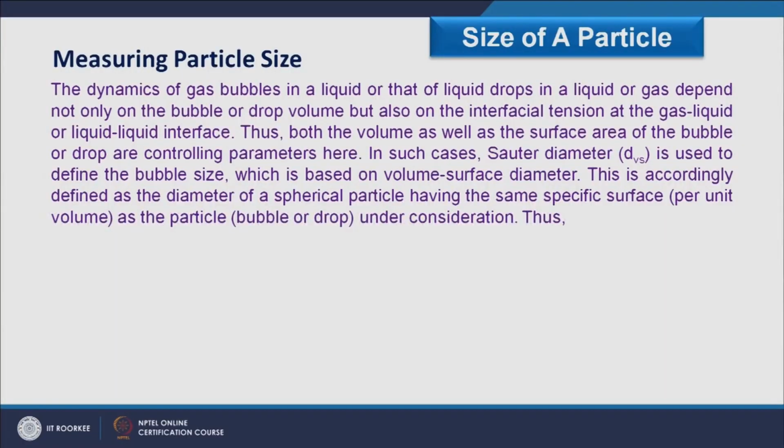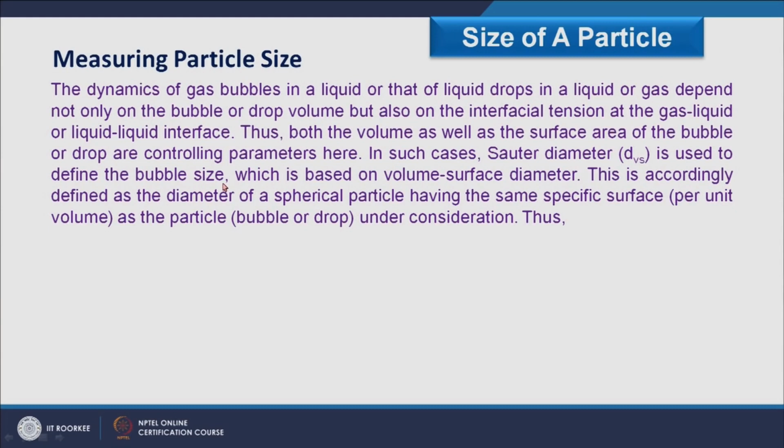Another condition I am having is the dynamics of gas bubbles in a liquid or that of liquid drops in a liquid or gas, dependent not only on the bubble or drop volume but also on the interfacial tension at the gas liquid and liquid liquid surface. So if we are considering the dynamics of gas bubble, the surface area along with the volume would be the characteristic. So in this case we have defined Sauter diameter and we have denoted this with dVs. It is defined as the bubble size which is based on volume surface diameter.